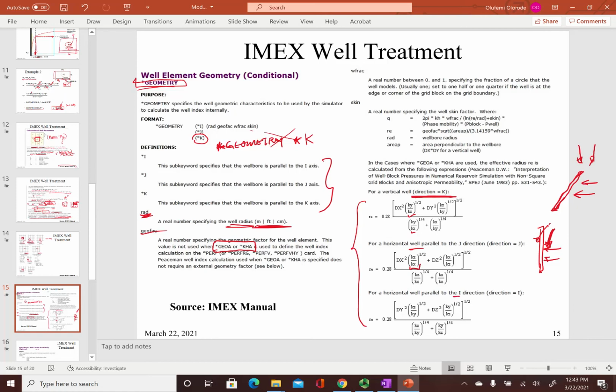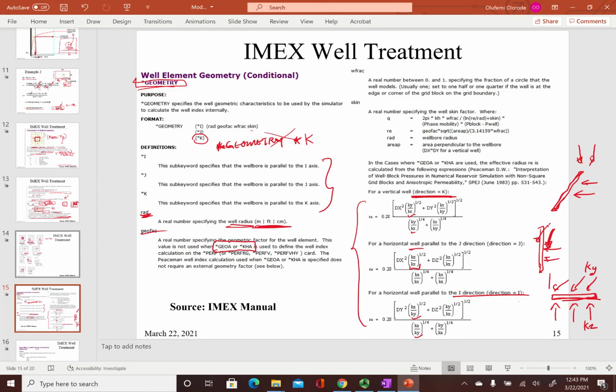And similar thing goes for the well parallel to the I direction. So permeability in the X direction will not contribute. It will be only Ky, right, and Kz, which is what you see here. So those are the corresponding equations for the effective wellbore radii.